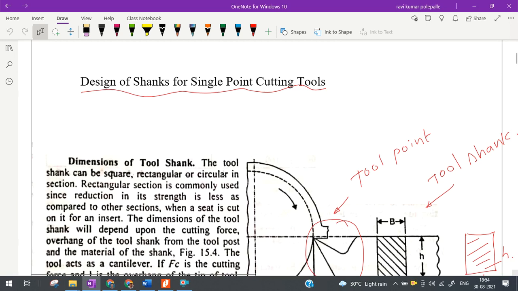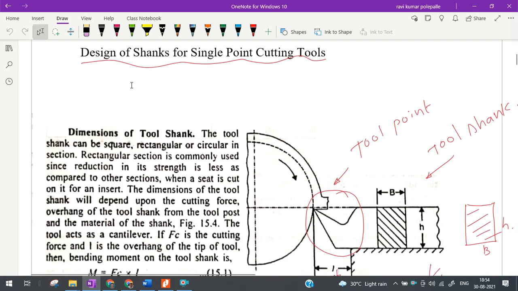Continuing the discussion, we shall discuss now the shank design for single point cutting tools. In the first chapter, we discussed the tool point, the main cutting portion where we find the different geometrical elements like rake surface, flanks, the cutting edges, tool nose, each of them ground in a particular manner so that we obtain enough sharpness for the cutting tool.